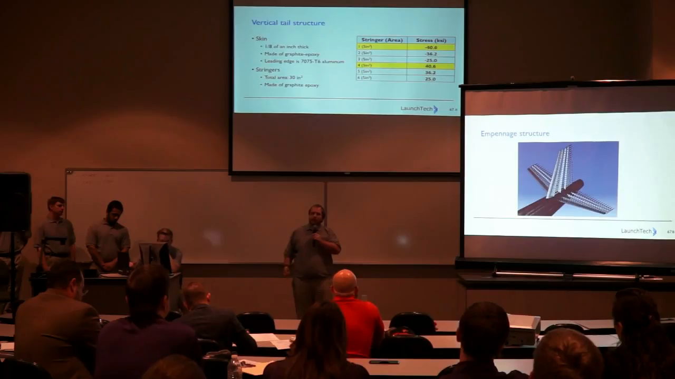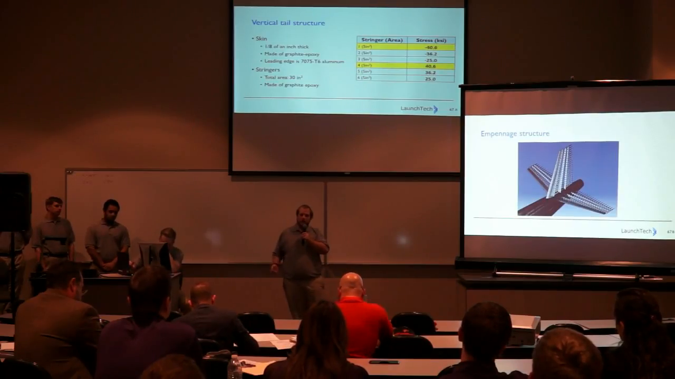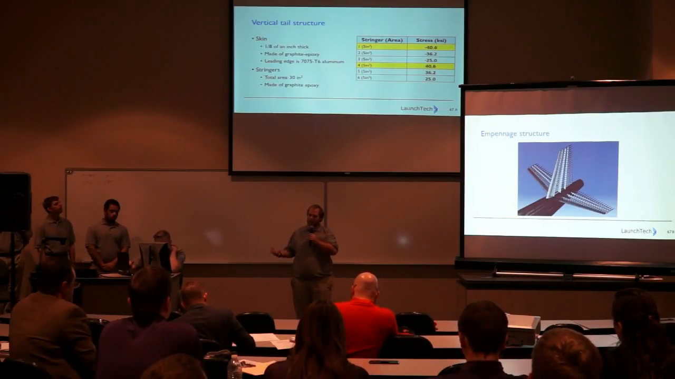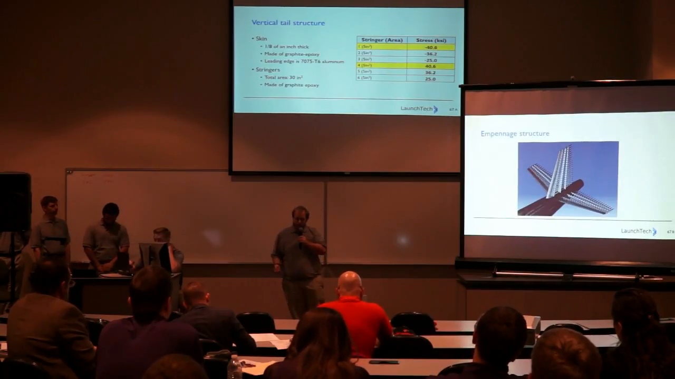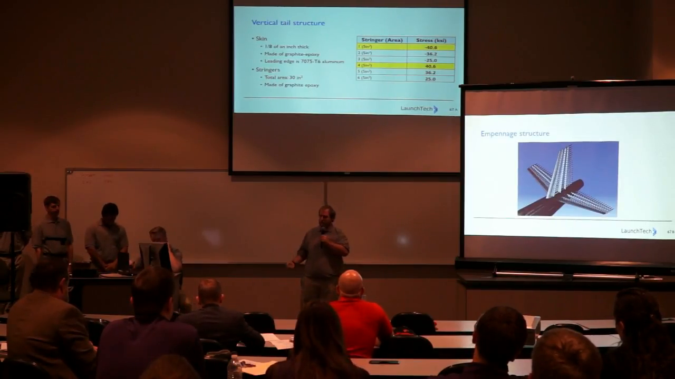The skin of the vertical tail is made of graphite epoxy with the exception of the leading edge, and the stringers total to 30 inches squared and are also made of graphite epoxy.